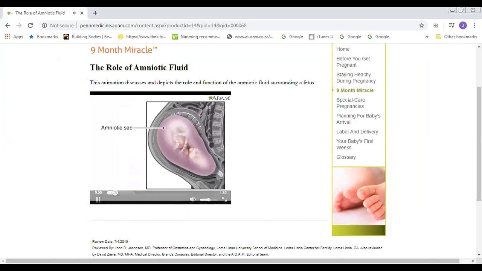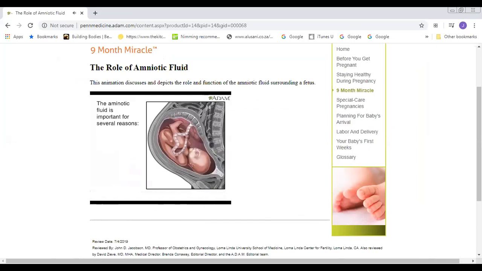Inside a pregnant woman's uterus is an amniotic sac, which contains amniotic fluid and the growing fetus. The amniotic fluid is important for several reasons. It helps keep the baby warm, and because his body parts are growing so fast, the fluid provides lubrication that keeps them from growing together.